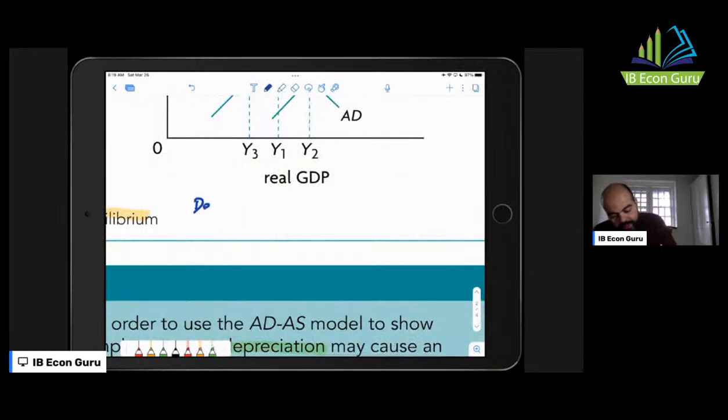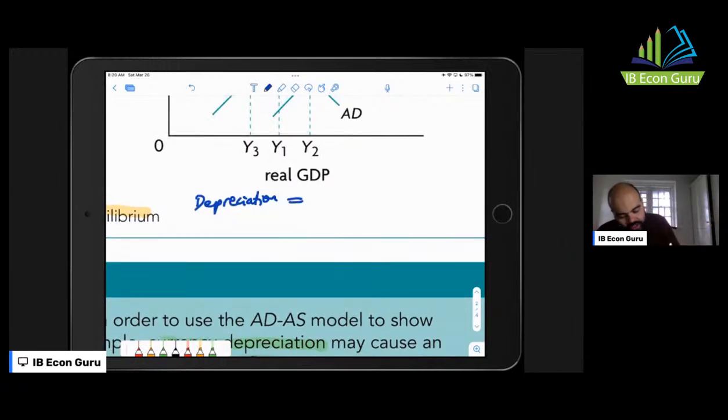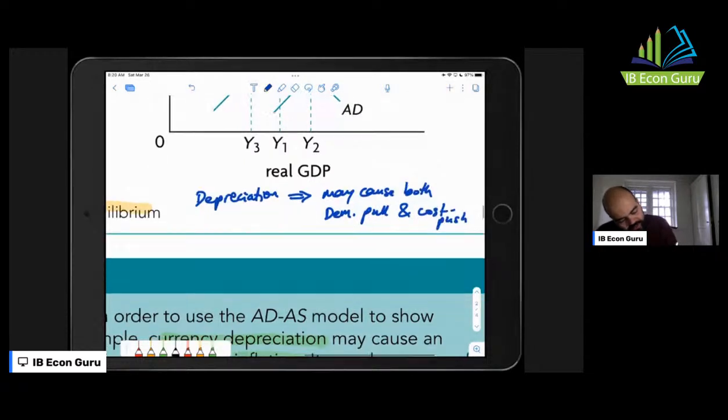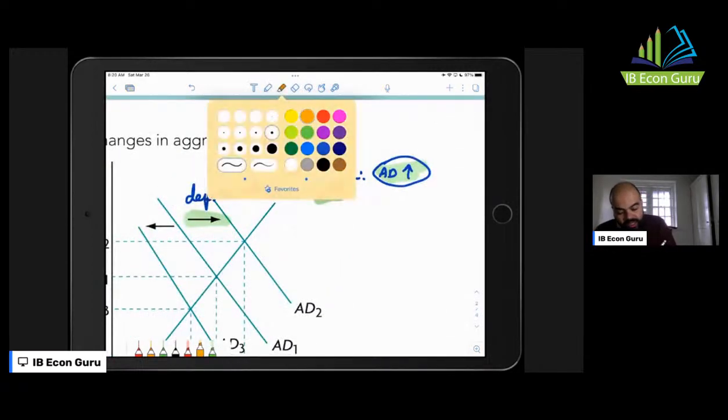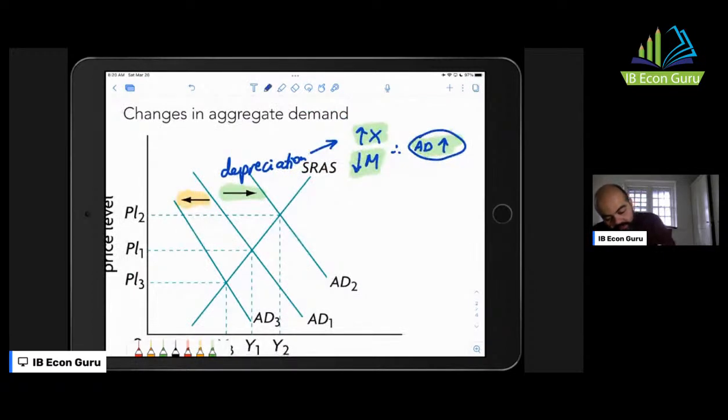Just remember, the consequence of a depreciation may be both demand pull and cost push inflation. And appreciation does the opposite. Appreciation makes your exports more expensive, so foreigners buy less of your exports. Export revenue declines and import expenditure increases, because now your currency is stronger, so your citizens are buying more imports.